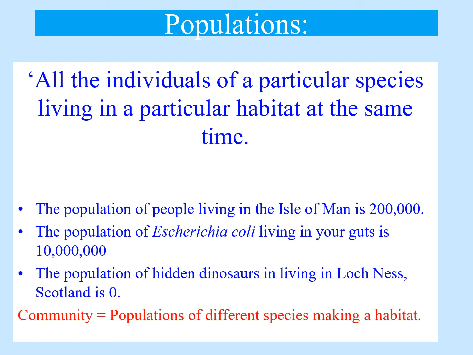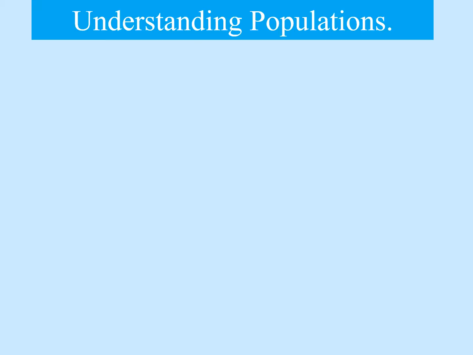There's another term which links this called community, and this is how the populations of different species make up a habitat. If you think about the word community as a human term, we would say all the different groups of humans in an area make a community, and therefore a community is a population of different species that make up one habitat.